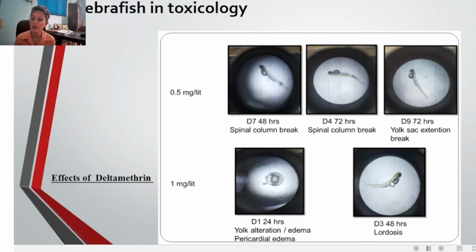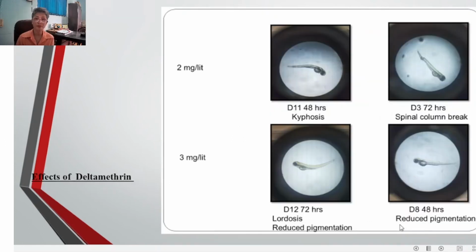Lordosis means what? Lordosis is the abnormal condition of the developmental aspect in the spinal cord. The zebrafish is a vertebrate animal, and we can visualize very clearly the developmental aspect of the vertebral column also. So here you can see the curvature of the body of the larva indicating the lordosis in the 1 milligram per liter concentration, and the exposure is 48 hours. Here are the 2 milligram per liter in 48 hours.